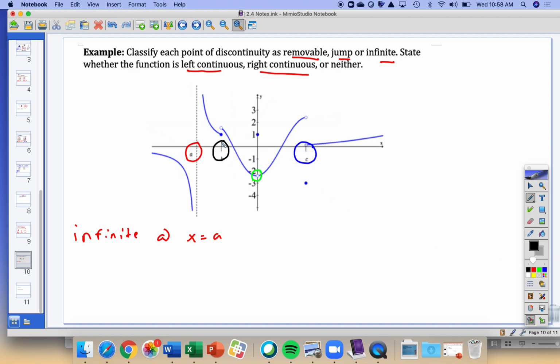Then at the x value of B, here I have a jump discontinuity at x equals B. So now because I have a jump, I have to decide, is it left continuous or is it right continuous? Well, the dot's filled in here and it's going off to the left, so therefore it is left continuous.